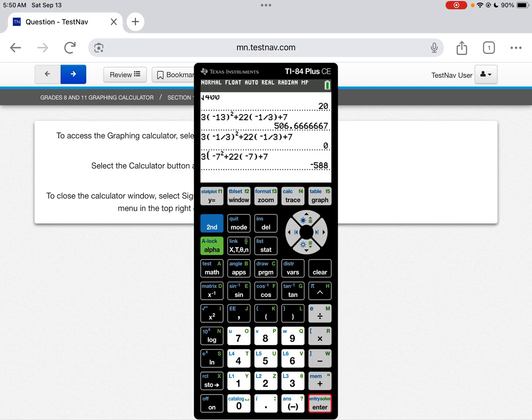Enter. Oh, the parenthesis didn't get closed. Insert. Nope. Let's bring it back and let's close the parenthesis right here. Second, insert a parenthesis. There we go. And we get 0. So that worked.